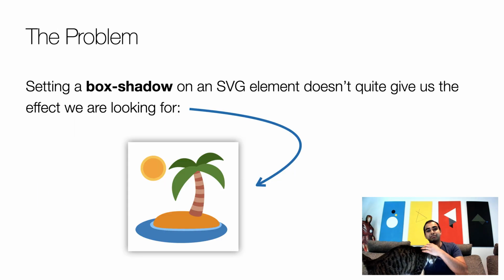But here's the problem. When we're dealing with an SVG element, which in many ways does have a bounding box of its own, text shadow will not work, so we'll just ignore that completely. If you apply box shadow on it, for example, here's the picture of a desert island SVG element. If we apply box shadow, what we'll get is a drop shadow that doesn't quite match the shape of the SVG we're trying to apply a drop shadow to. It instead applies it to the bounding box instead. And we don't really want that.